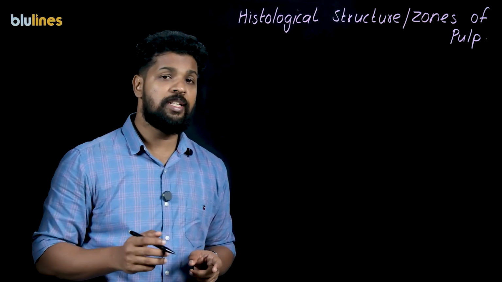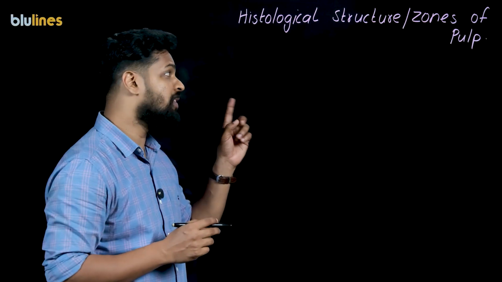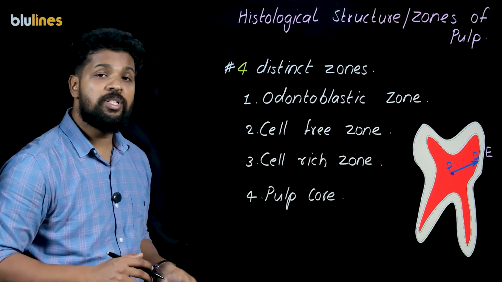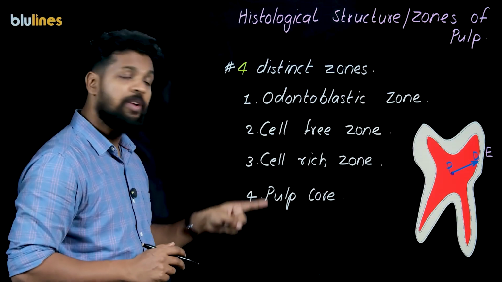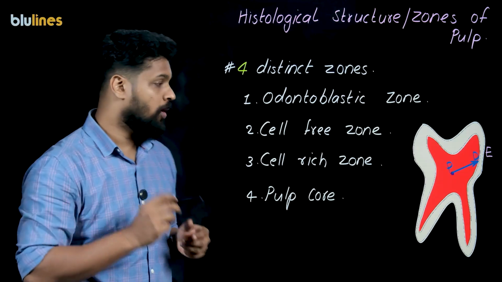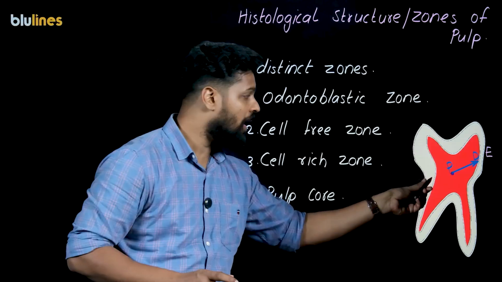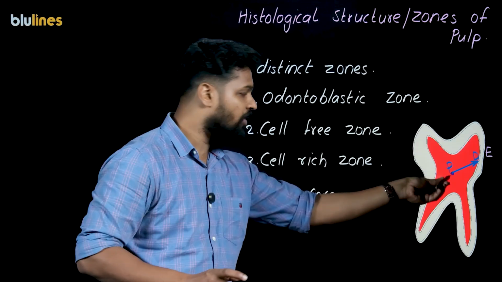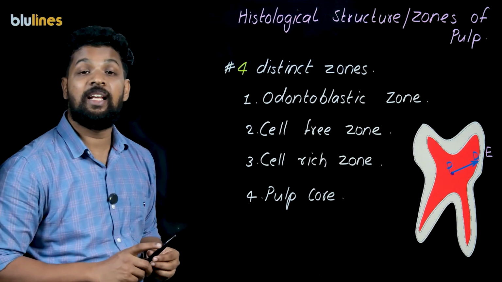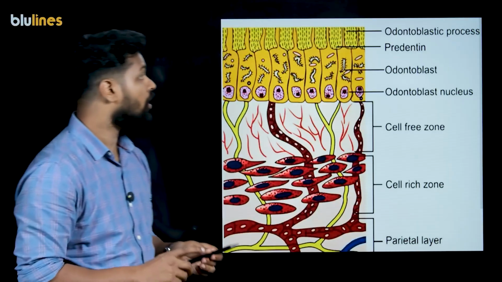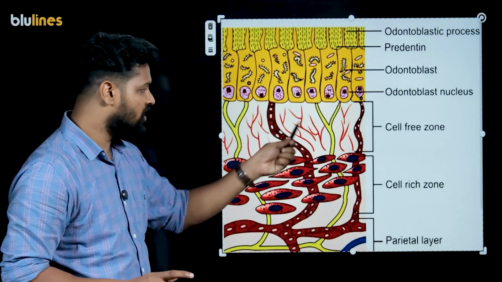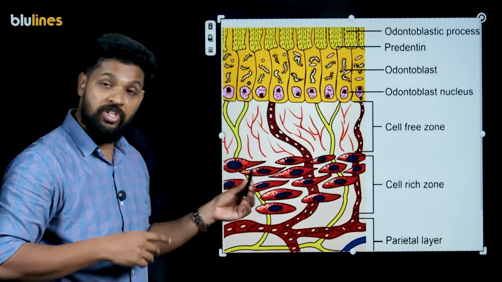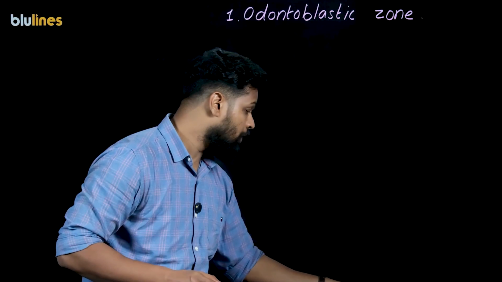Now coming to the histology of the pulp, we will also discuss the zones of pulp. The four distinct zones are the odontoblastic zone, cell-free zone, cell-rich zone, and pulp core. The pulp core is in the center of the pulp, and we go from the center of the pulp towards the dentinal region. The odontoblastic zone; the cell-free zone, which is devoid of cells; the cell-rich zone, which is composed of many types of cells like fibroblasts and undifferentiated mesenchymal cells; and the last one, the pulp core.